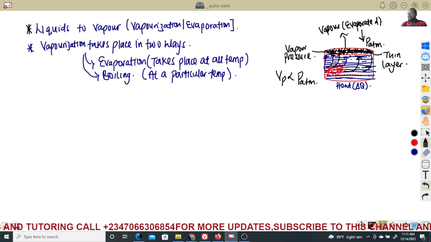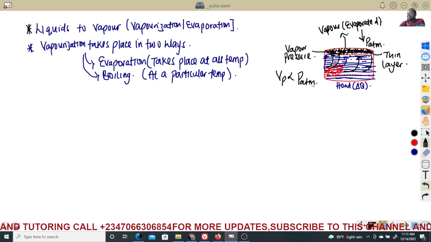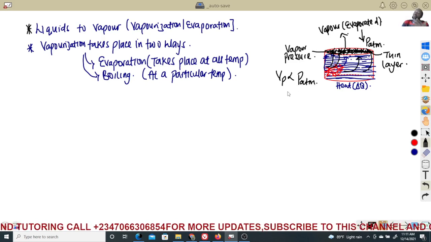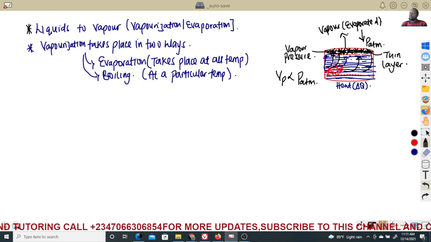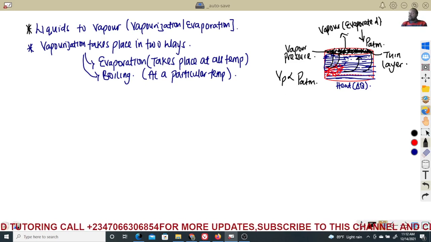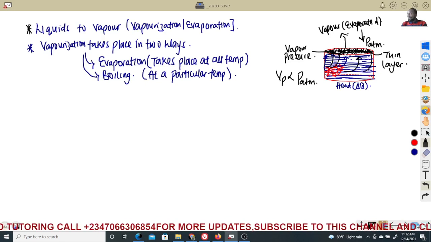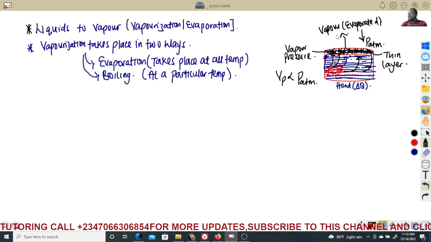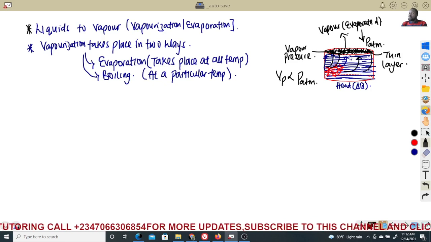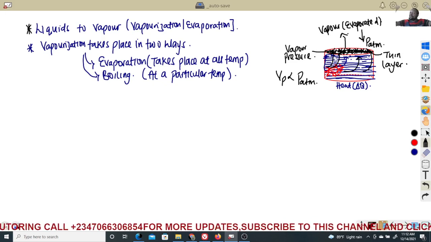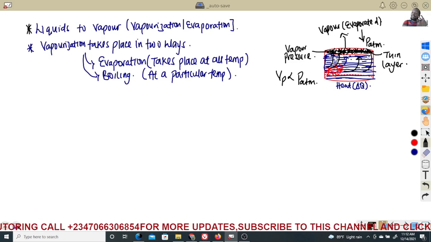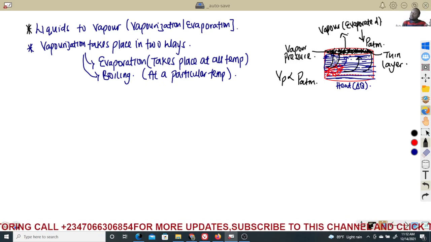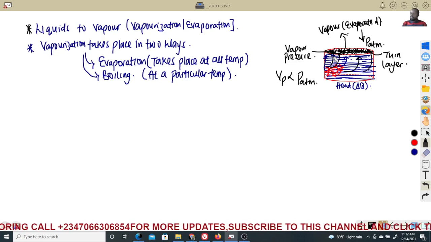But when the vapor pressure is now greater than the atmospheric pressure, we say the substance has evaporated. You can see that at this particular layer, they are still in liquid form because of atmospheric pressure. But the moment they start escaping, they have turned from liquid to vapor as a result of the heat. So this particular process whereby substances turn from liquid to vapor is called evaporation, which takes place at every temperature.